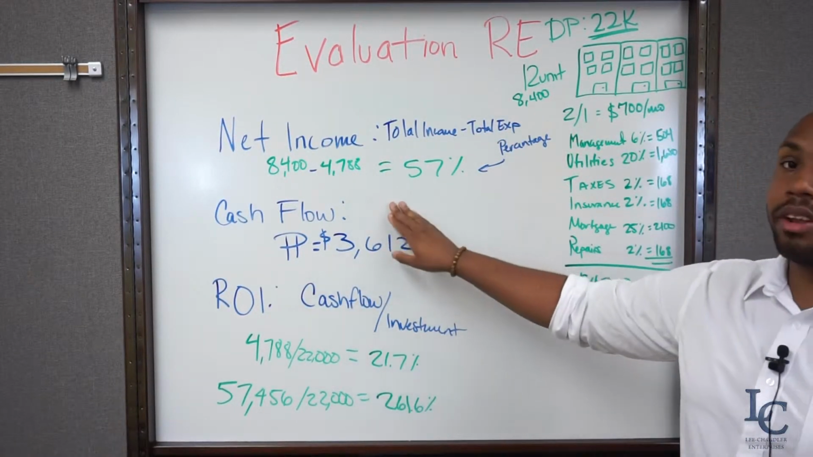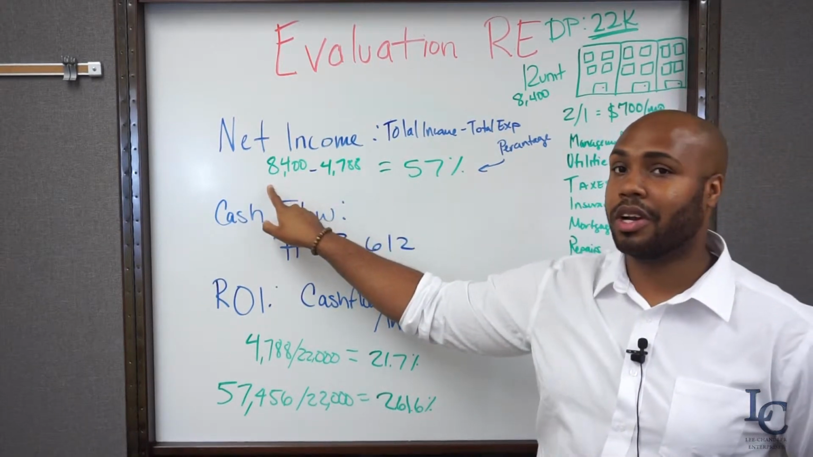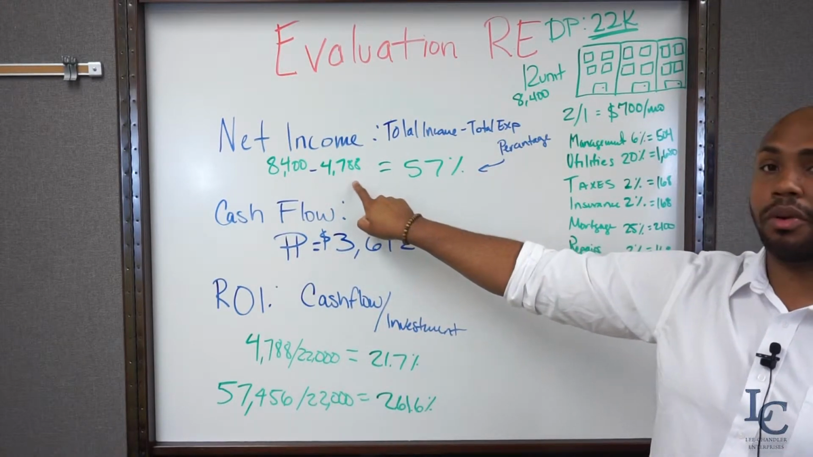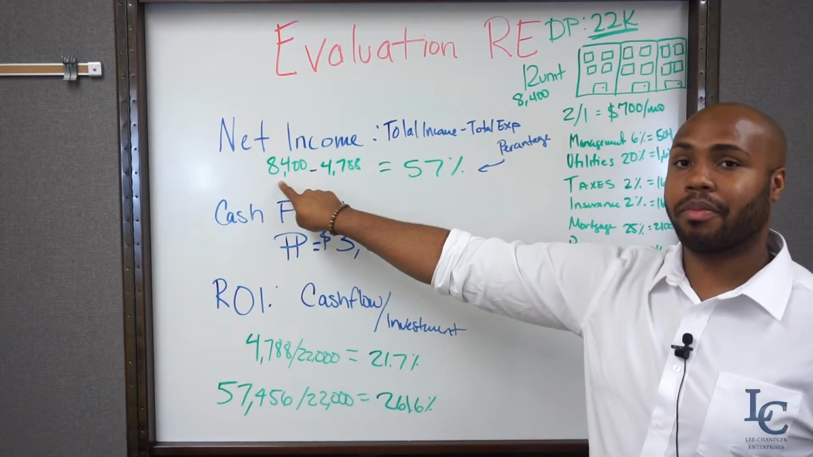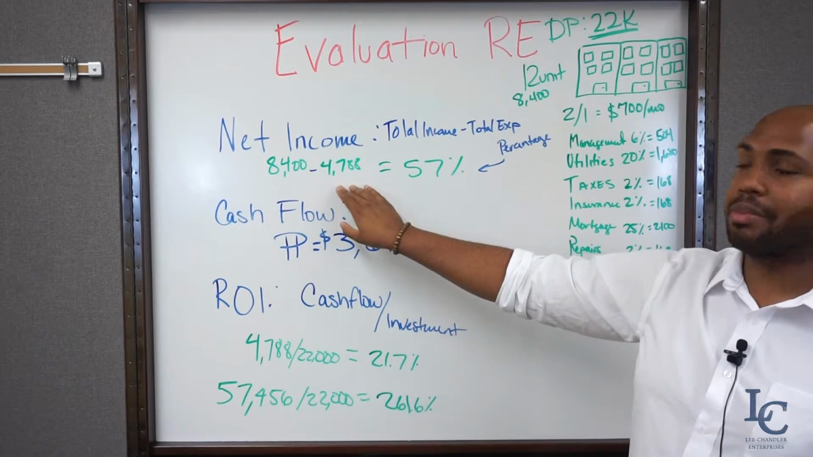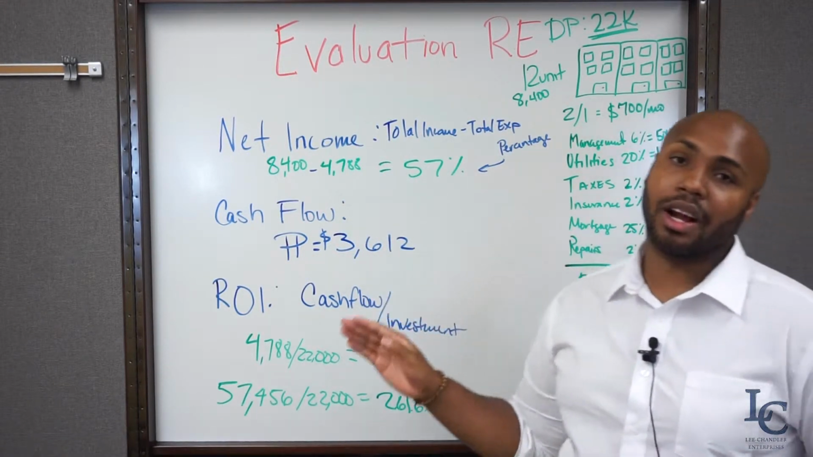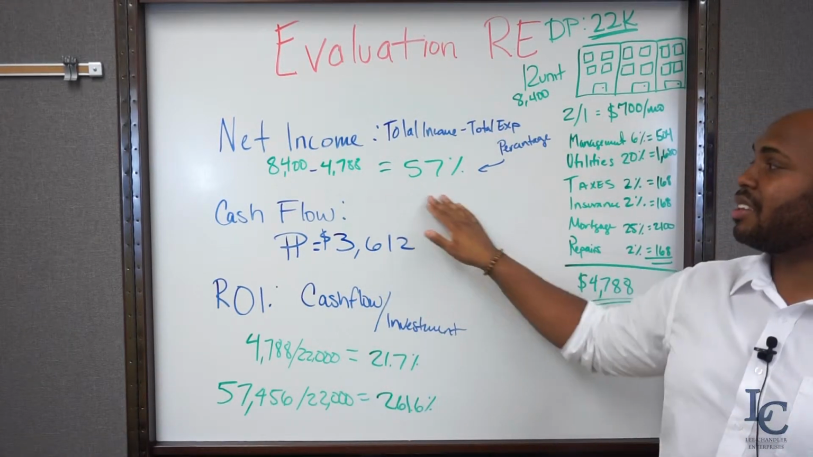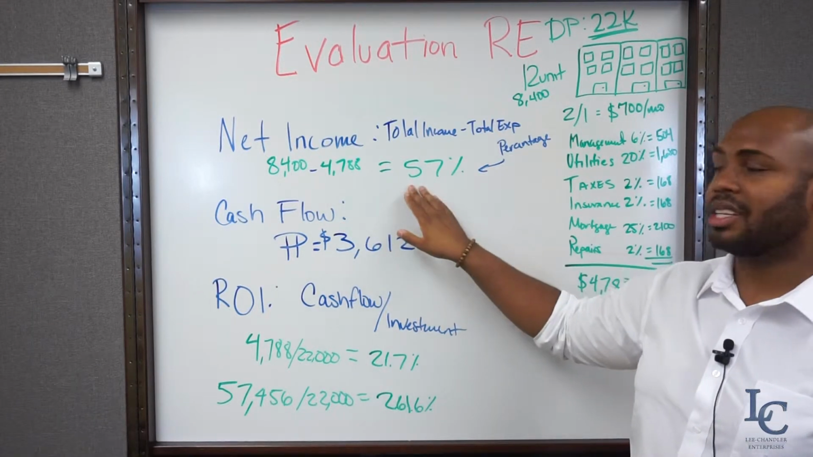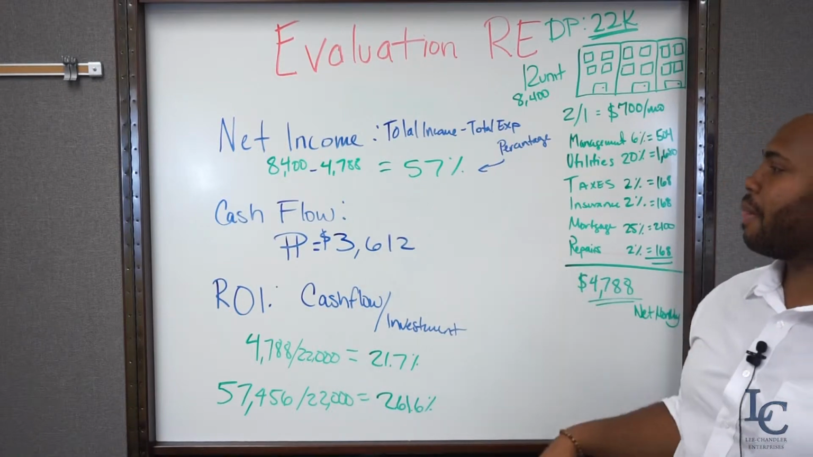So right here, we're actually going to go ahead and find our net income. All right, we're going to take our gross, which is $8,400, and subtract our total expenses of $4,788, okay? And that's going to allow us to find our net income. Now, a percentage of this is saying that our net income compared to our gross is somewhere between 56 to 57%, okay?